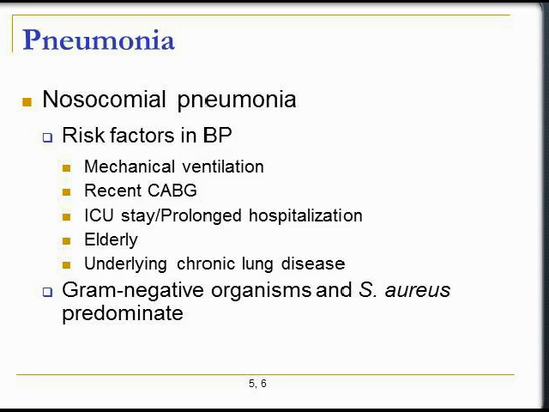And as opposed to the organisms in CAP, the organisms in nosocomial pneumonia are primarily gram-negative organisms and Staph aureus. In fact, the number 1 and 2 organisms are Pseudomonas and MRSA. So those are always the organisms that have to be at the forefront of your thinking when you're thinking about antibiotic therapy for those patients.